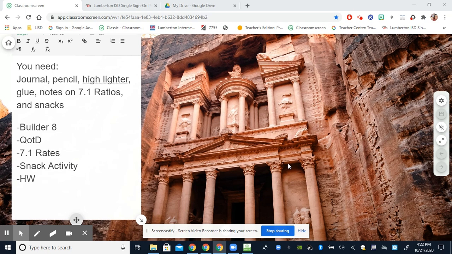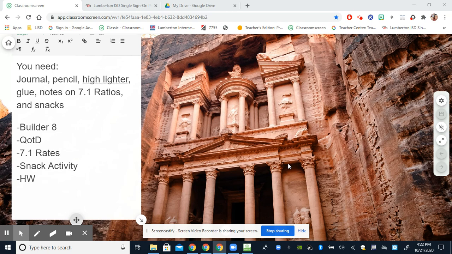So you will need your journal, pencil, a highlighter, glue, notes on 7.1, which is our ratio notes, and your snack, because we remember we talked about doing a little snack activity and we did one in class. If you don't, you could just watch mine.